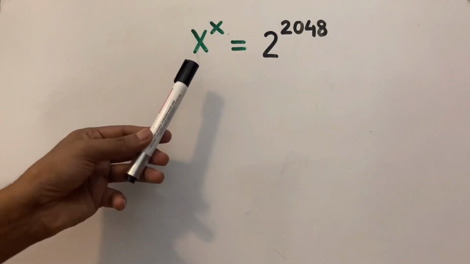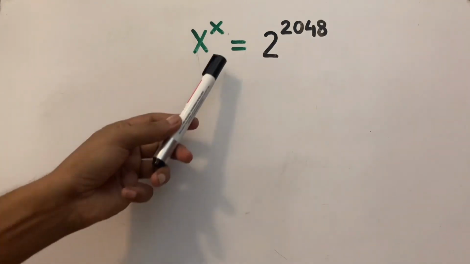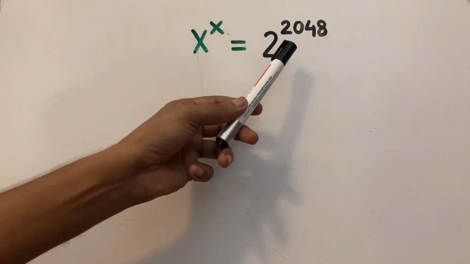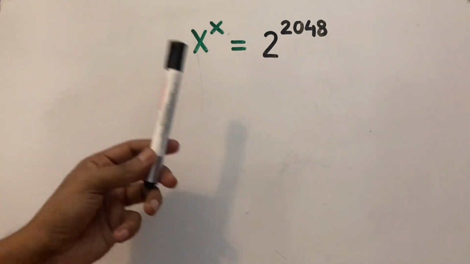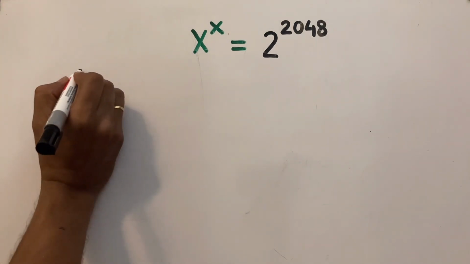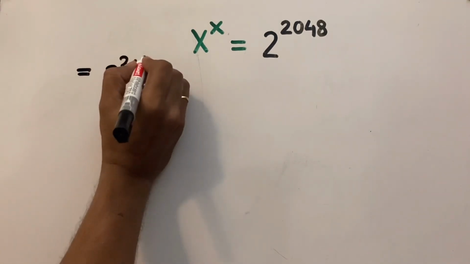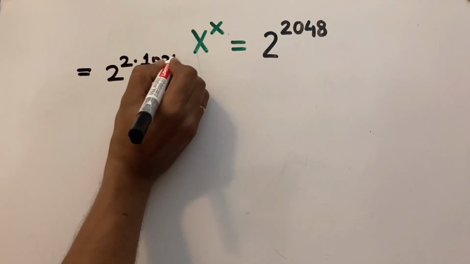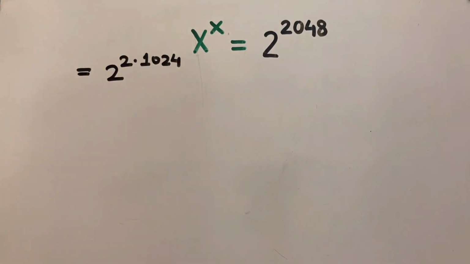This is a weird question. Here we have an unknown number to power itself is equals to 2 to power 2048. To solve this, the very first thing you need to do is to rewrite this exponent. So this is also equals to 2 to power 2 multiply 1024. Now rewrite this exponent as a different base.